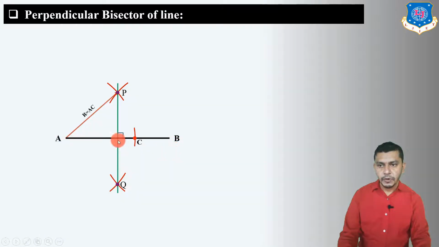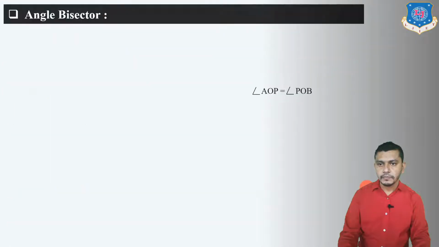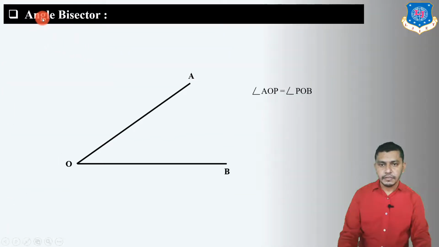So if we measure this angle, for example angle POA or POB, it will be 90 degrees, and the length of AO will be equal to the length of OB. Okay, so PQ is perpendicular to AB and the length of AO will be equal to OB. So this is how we can draw a perpendicular bisector of a line. Now let us move on to the next problem, angle bisector.